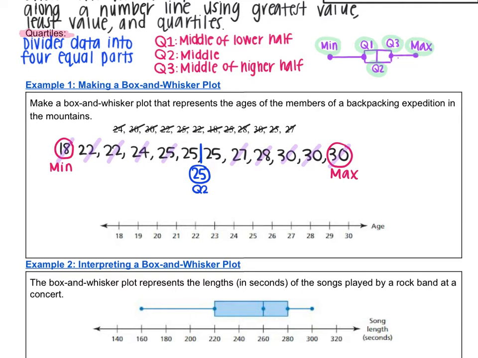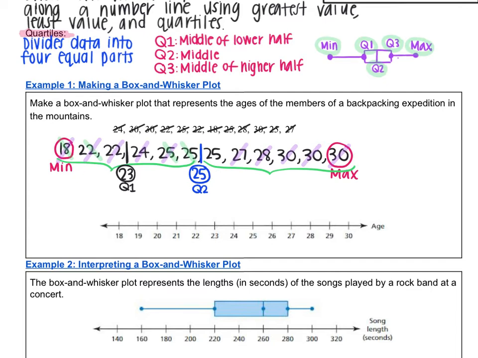And then I'll go and find the middle of the lower half. This is the lower half. And then the middle of the higher half, which is up there. So let's find the middle of the lower half, working our way in. The middle is between 22 and 24. What's between 22 and 24? 23. So that's my Q1. If you didn't know what was between those, you can average them. So add them together, find the middle.